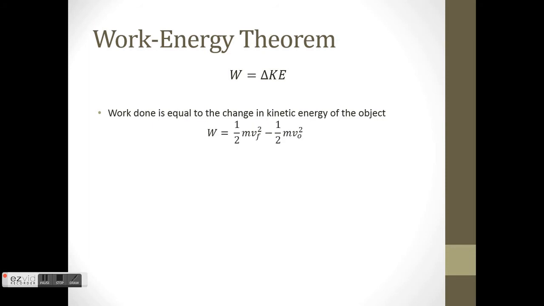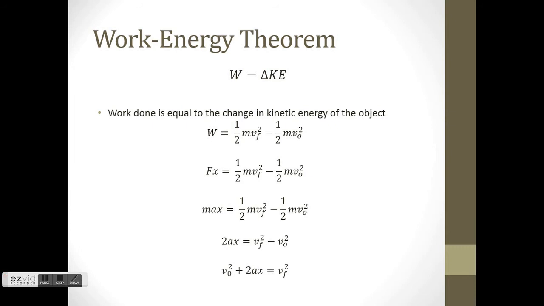So work is equal to 1/2 mv final squared minus 1/2 mv initial squared, or we could think of it as F times x is equal to 1/2 mv final squared minus 1/2 mv initial squared. If we rearrange this, since F is equal to ma, and if we divide everything by m and multiply everything by 2, what we get is a familiar expression. This is actually the last of the toolbox equations. So the last of the toolbox equations is ultimately a statement of the work energy theorem.